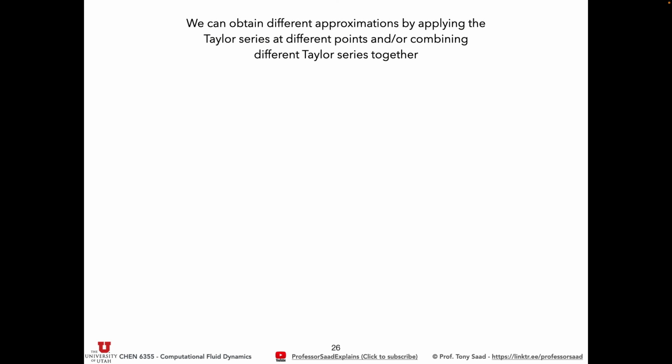Now, we can obtain all sorts of different approximations by applying the Taylor series at different points and combining different Taylor series together. So far, we did the i plus 1 and i stencil, right? So the 0, 1 stencil for the first derivative. You can also do the first derivative with a minus 1 and 0 stencil, so i minus 1 and i. And in that case, you write the Taylor series at i minus 1 around point i. So you get u_{i-1} equals u_i minus delta x u prime_i, etc.